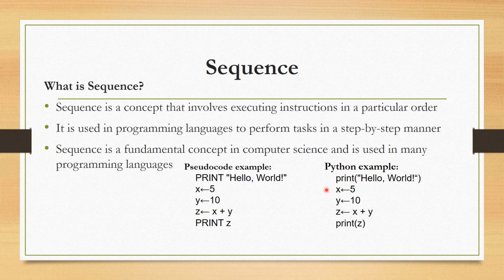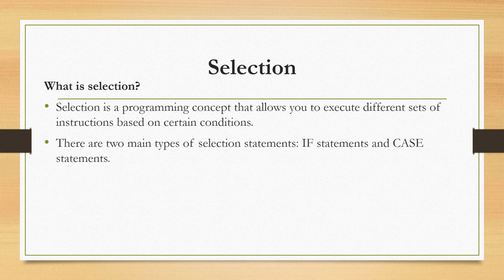In Python, we will write print("hello world"), x = 5, y = 10, z = x + y, and print(z). So sequence means we are going to execute the statements in the same order given to us. So the output of this instruction will be hello world and 15.